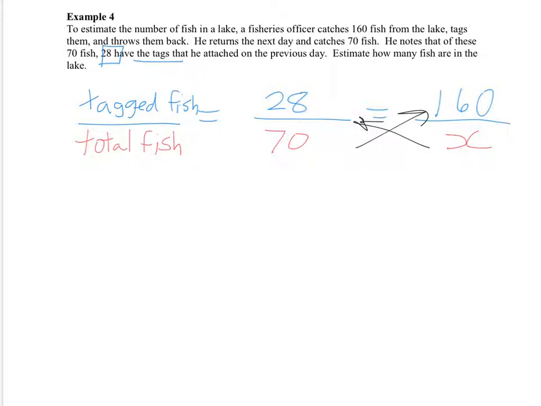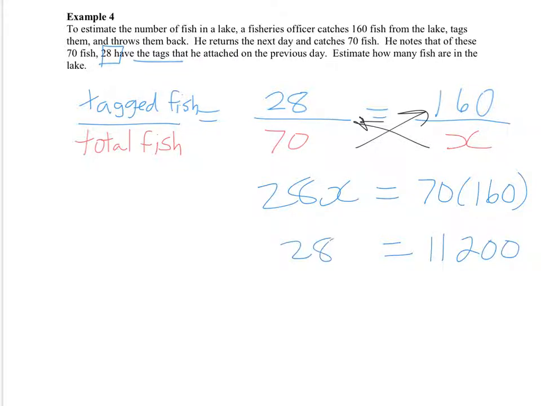So 28 times x is 28x, and then 70 times 160 is 11,200, and we have 28x over here. Then we divide by whatever's attached to x, 28, and that leaves us with x, and 11,200 divided by 28 gives us 400. So again, what does this 400 represent?